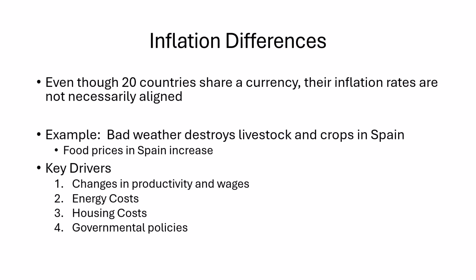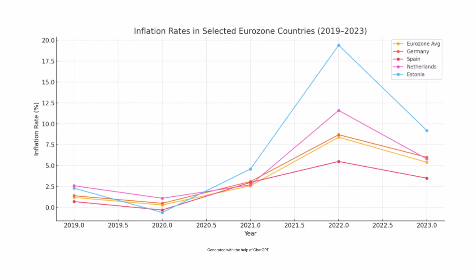So interestingly, even though inflation rate risk is reduced because of the adoption of the euro, it is not eliminated. Inflation rates can be different in different countries, even if they have the same currency. Evidence of that, take a look at this graph right here, which shows 4 of the members of the Eurozone, along with the average inflation rates for the Eurozone. And what you can see here is inflation prior to 2021 or so is pretty linked among these countries.